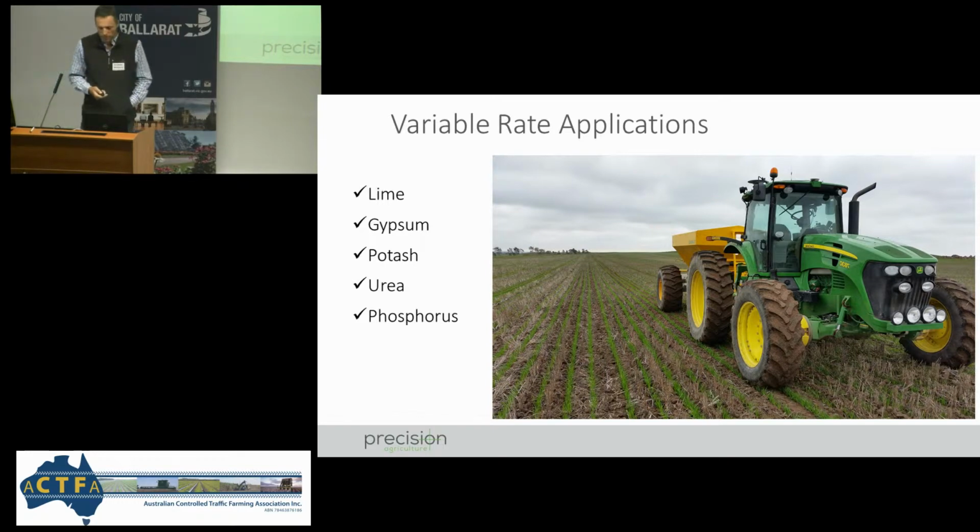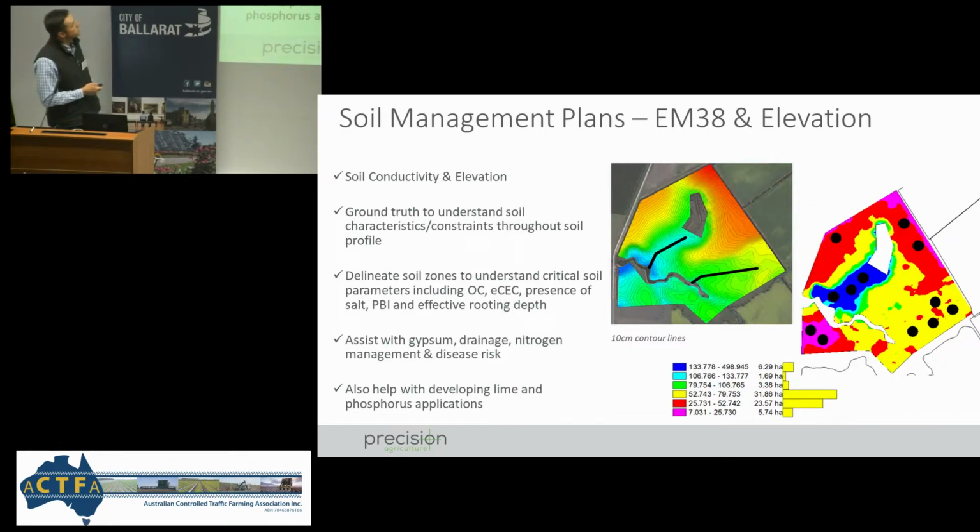So the single hardware investment we've used for variable rate has been a Landco spreader. It's driven by a Trimble controller, and it's just been a really great investment. We share that with a neighbouring farmer, and we're doing variable rate on all these types of inputs, as you can see. So we start by measuring soils.